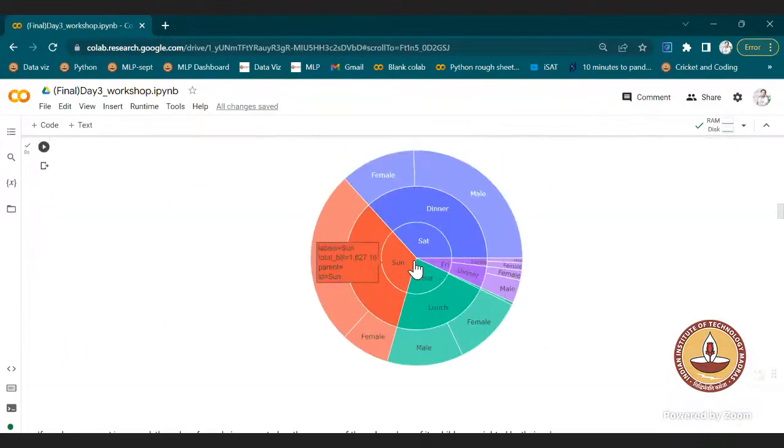I think someone was asking one question here: why we have given Saturday this much large, and Sunday this much large. So again, this is also based on the population only. I said that the outer portion is representing the total bills, the width of the outer portion. But the same proportion is there for the inner circle also.